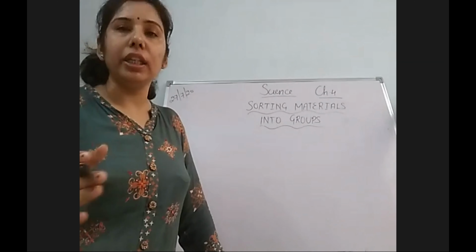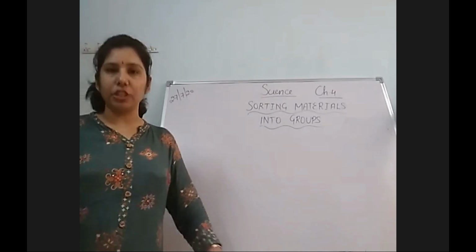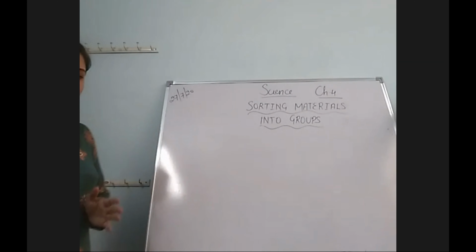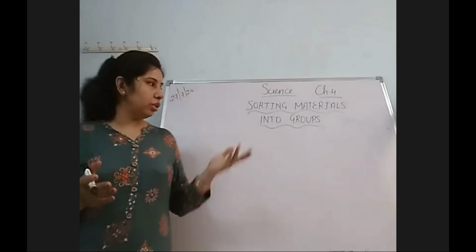Ma'am, मुझे sorting का मतलब समझ नहीं आया. Sorting यानी छांटना. आपने sorting किया था ना पिछले chapter में भी. आपने wool fibers को separate out किया था ना. Right? So here also you are doing this.